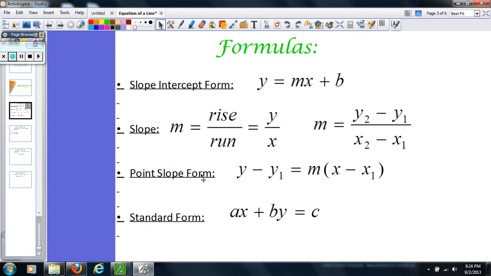The second equation that's really important is point slope form, which is y minus y1 equals m times x minus x1. The names kind of give them away. You're going to use point slope form when you're given a point and the slope of the line. Slope-intercept form is when you're given the slope and the y-intercept of a line. And the last one is standard form, which is ax plus by equals c, and that one won't be used quite as much.